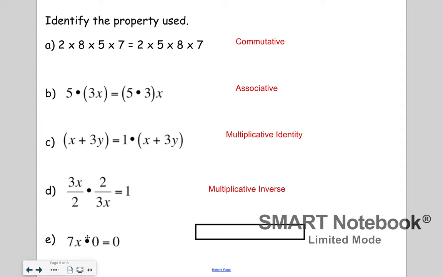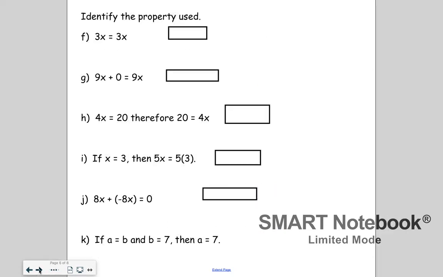In letter E, I'm multiplying. Okay, that's going to give me an idea I should look at multiplication properties, and I'm multiplying by 0 equals 0. And that will match up to multiplicative property of 0. Okay, we have a few more here. So 3x equals 3x. I see it's just saying the same thing equals itself. So if you look up at the top of your paper, you will see this one.